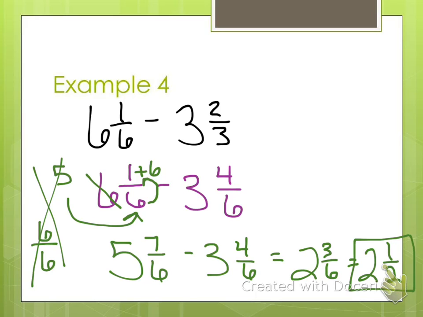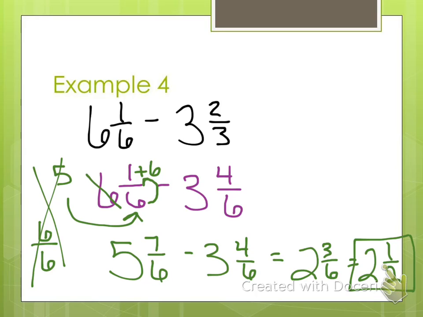Okay? So whenever you're subtracting, find that LCD. Make sure you can subtract the numerators without getting a negative. If you can't do that without getting a negative, you have to borrow. All right?